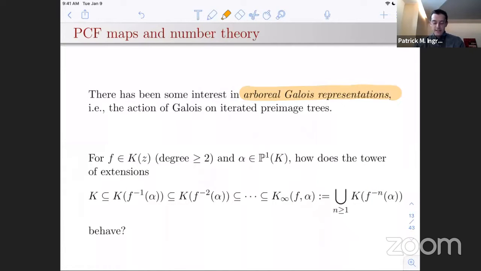But other than to say this: there's a natural number theoretic question you can ask once you have a rational function, again degree at least 2, and some point on the projective line. You can build this very natural tower where you take pre-images. For the purposes of this example, let's just say I'm taking all pre-images. Let's say K is a number field, or whatever kind of field, but for specificity, a number field. I can take K and adjoin the pre-images of alpha by F, and the pre-images of the pre-images, and the pre-images of the pre-images of the pre-images, and so on, and I get this tower of fields. I'll denote the limit of this by K infinity F sub alpha.